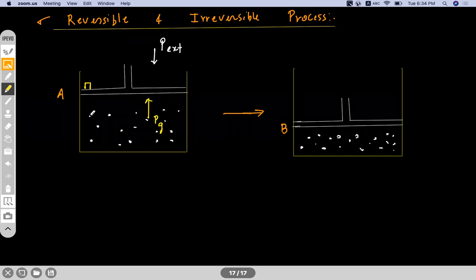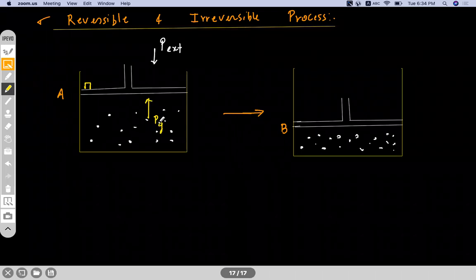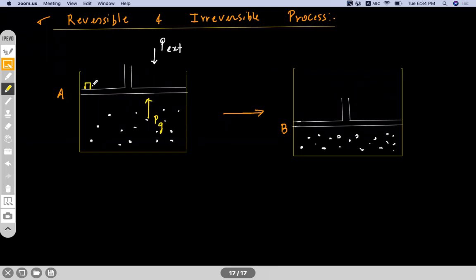So the volume of gas decreases, so the pressure of gas will increase because pressure and volume are inversely proportional. Once you put this stone over here, the piston will come down and gradually this P gas is increasing. After some time, P gas becomes equal to the external pressure, the pressure of this stone plus the external pressure that we have. And then the piston becomes static. It won't move down further, correct?